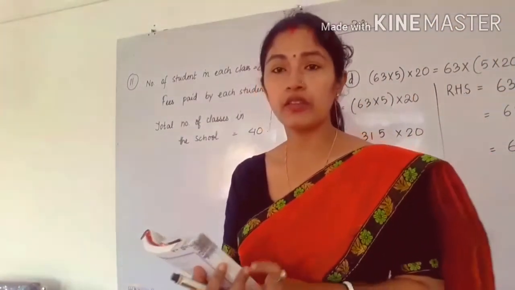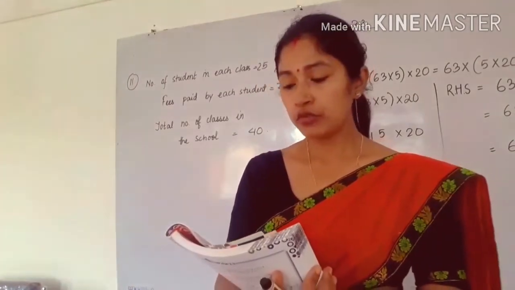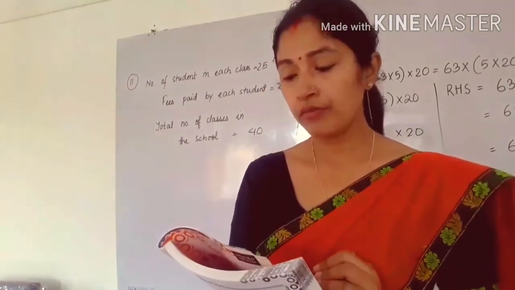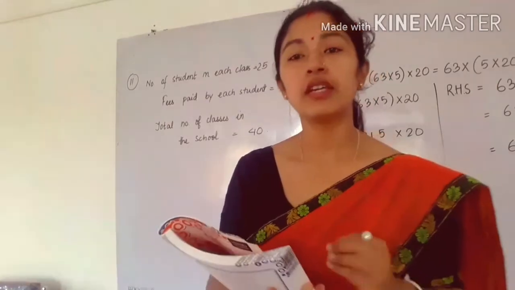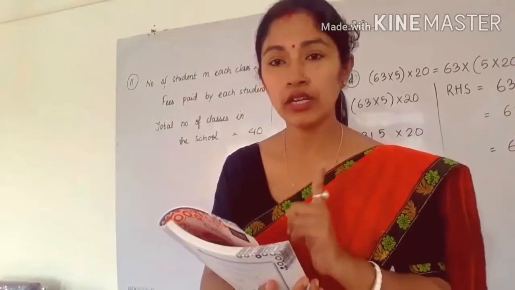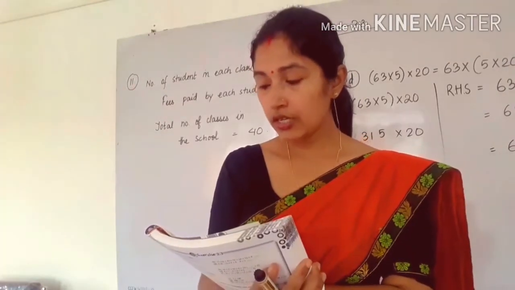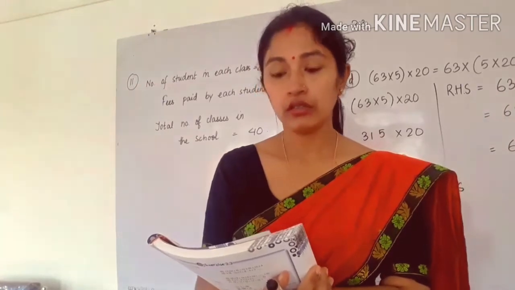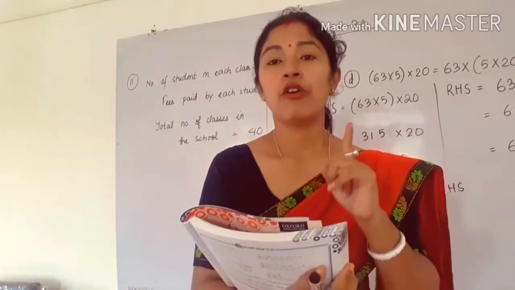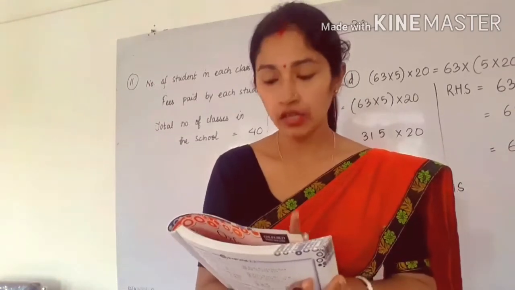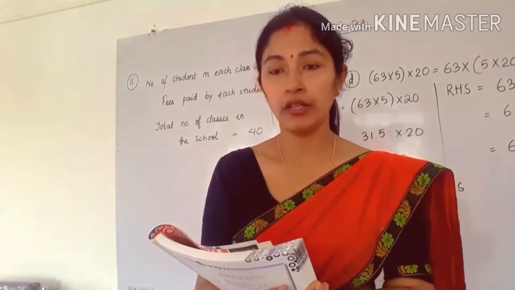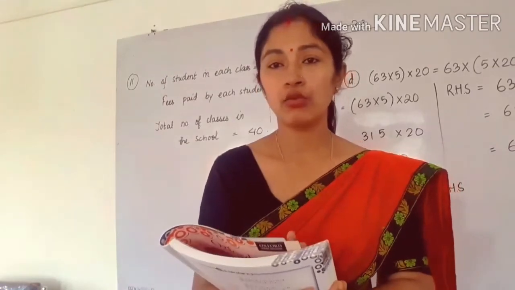So next is question number 11. I am discussing question number 11, that is the word problem. The number of students in each class of a school is 25. So what is given? There is a school. In a school, the total number of students in one class is equal to 25. Next condition is the fees paid by each student is rupees 812 per month. That is, in 1 month, for one student the fee is rupees 812. If there are 40 classes in the school, what is the total fee collection in a month? So the total number of classes in the school is 40.